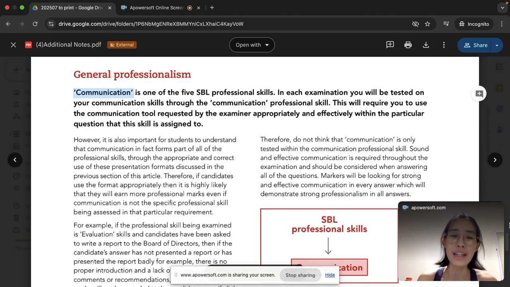So this is something that candidates need to take note of, and you need to prepare yourself with the format of all these documents so that you are very familiar with them and you can write your answer in the correct tone and correct manner.